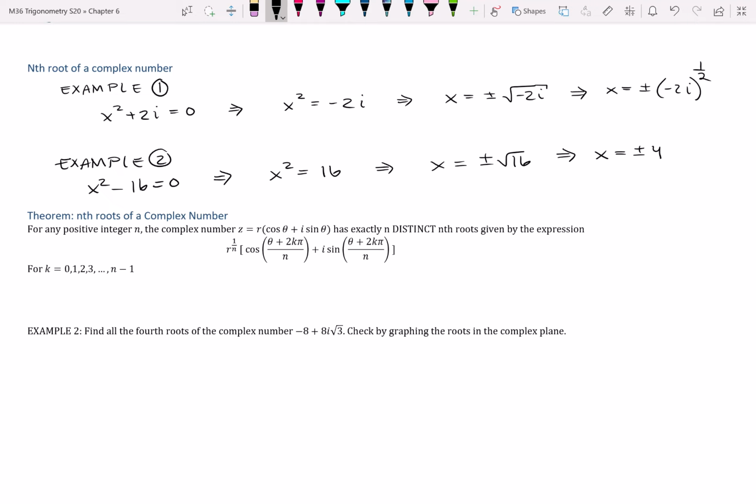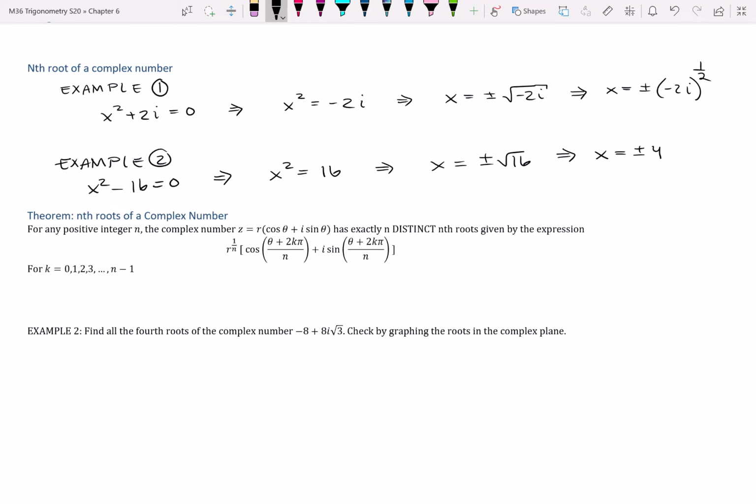And so the theorem says for any positive integer n, the complex number z equals r, quantity cosine of theta plus i sine of theta, has exactly n distinct nth roots given by the expression. So if we're looking for the nth root, then we're going to get n distinct roots, and that's going to be given by this expression here. What we're going to do is take my r, raise it to the 1/nth power, which would be the nth root. And then we would take the cosine of our angle, plus 2 pi k, and then divide all that by n.